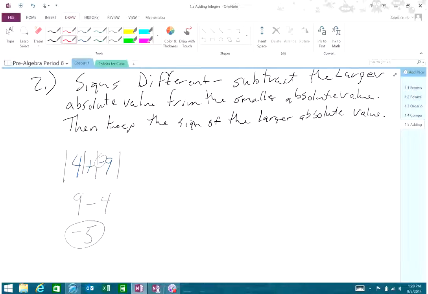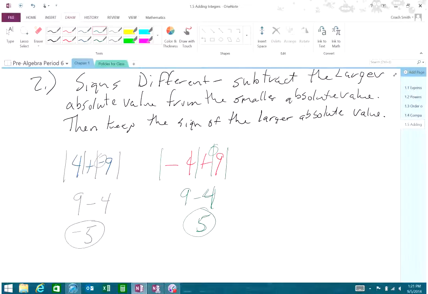Well, what if the signs were on the other numbers? What if we had negative 4 plus positive 9? The first step is still the same. Take the absolute values of the two numbers and subtract. What is 9 minus 4? 5. The larger absolute value is the positive, so the answer is positive 5.